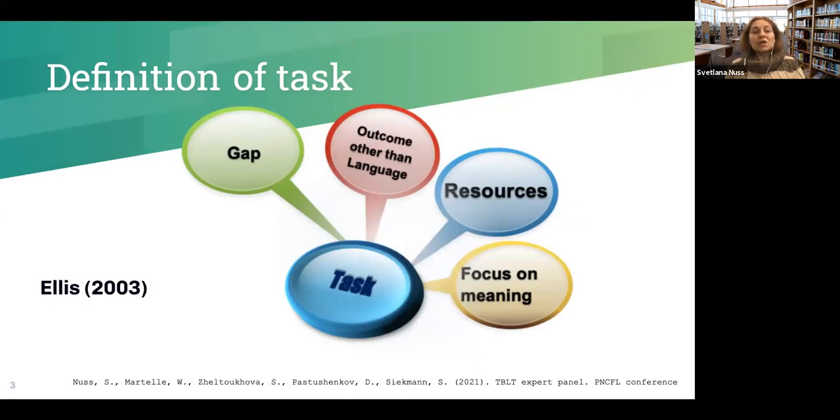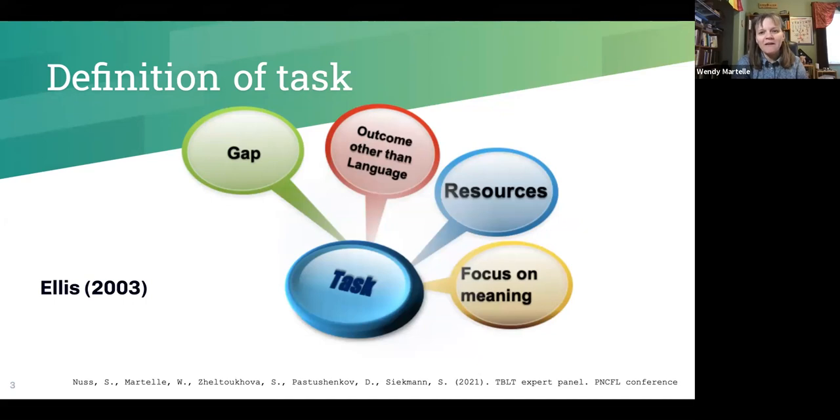So this brings us to several very prominent features of task-based language learning. One of them is the definition of task, and I'm going to ask Wendy Martelle to please talk a little bit about this. Yeah, sure. So there's a lot of discussion about how to define a task within the field of task-based language teaching, and there are many potential definitions. Ellis in 2003 brought together a lot of these definitions and examined them. And we really like this particular definition that highlights four characteristics of a task.